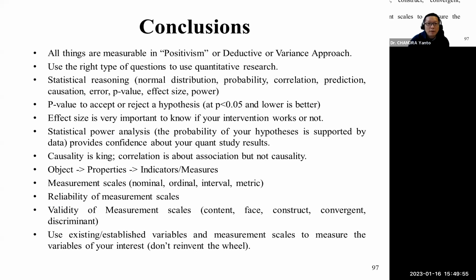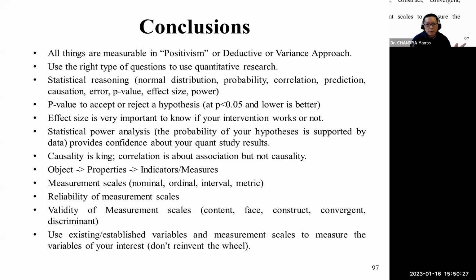So this leads me to the final slide, the conclusion. The things that we discussed in this week's lecture, when we talk about quantitative methodology, quantitative data, and how to measure them and how to sample them, is a lot about positivism, or the deductive or variance approach, right? The important part is you need to use the right question in quantitative research, right? And statistical reasoning is very important, from normal distribution, probability, correlation, prediction, causation, error, p-value, effect size, power. These are all very important concepts in statistical reasoning.